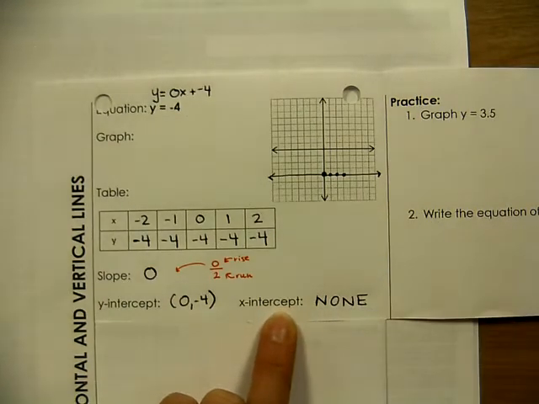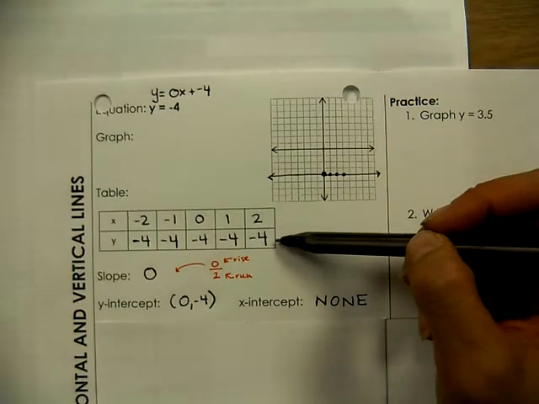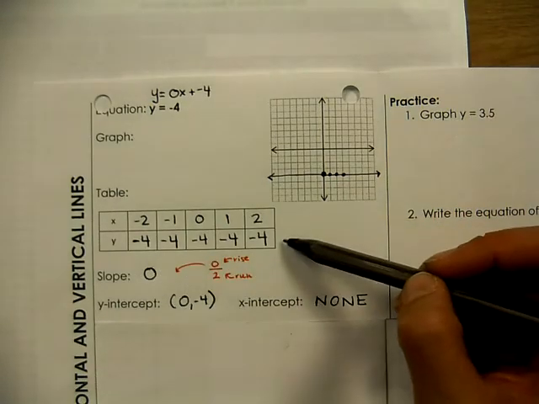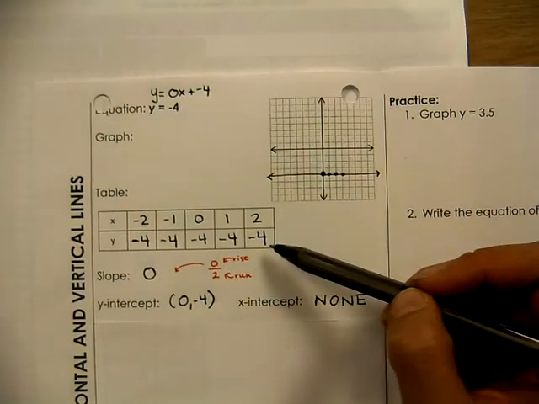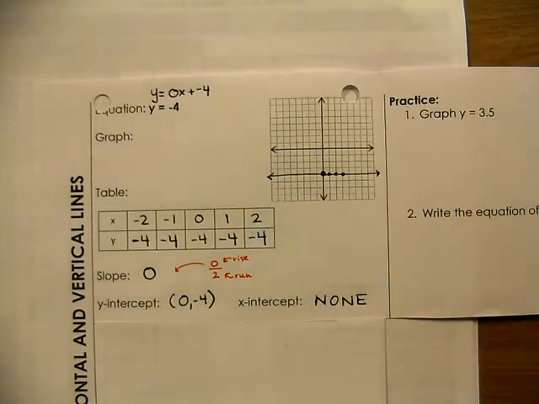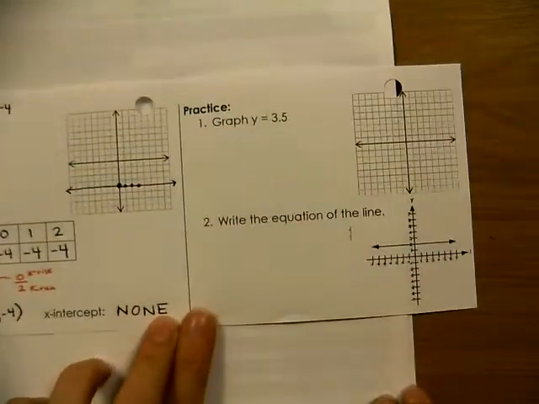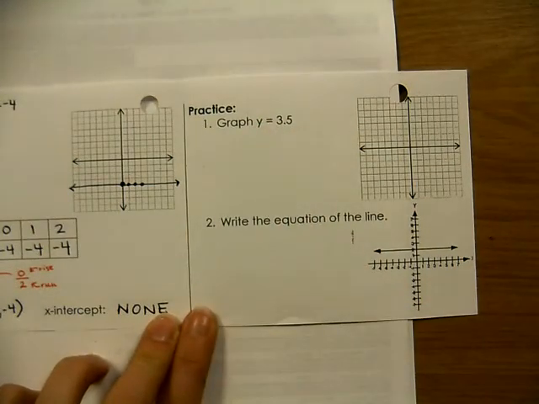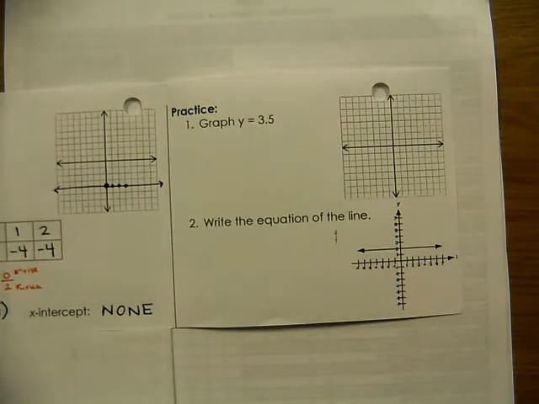This is a horizontal line. It does not have an x-intercept. We can also think through this in the table. Remember, in the table, your x-intercept is where y is 0, but y is always -4, so you're not going to have an x-intercept, because if y never changes and it's at -4, you're not going to get to where y is 0. Now I want you to use what we talked about in order to do practice number 1 and 2. So pause the video, attempt 1 and 2 on your own right now.